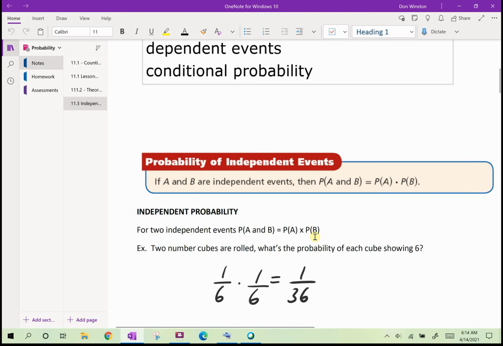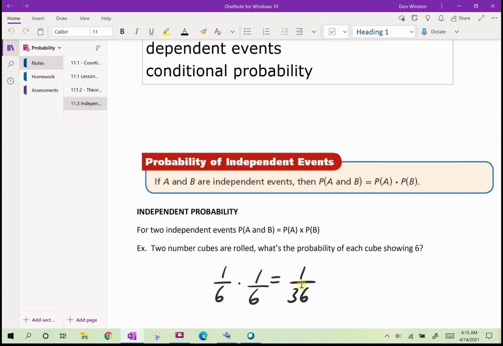So let's assume you have two number cubes, one red and one blue. A number cube has 6 possibilities: 1, 2, 3, 4, 5, or 6. Each number cube has 6 possible outcomes. So, if two number cubes are rolled, what's the probability of each cube showing 6? Well, the probability of the red cube showing 6 is 1/6, and the probability of the blue cube showing a 6 is 1/6. So the probability that both cubes show 6 is 1/36. The probability of A times the probability of B equals 1/36.